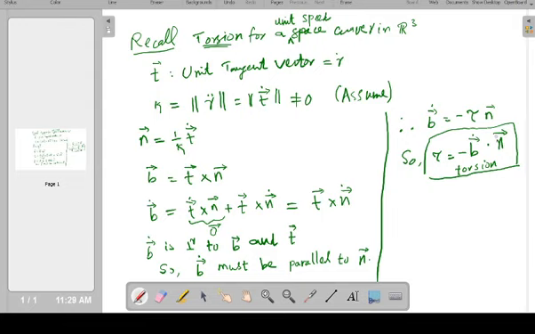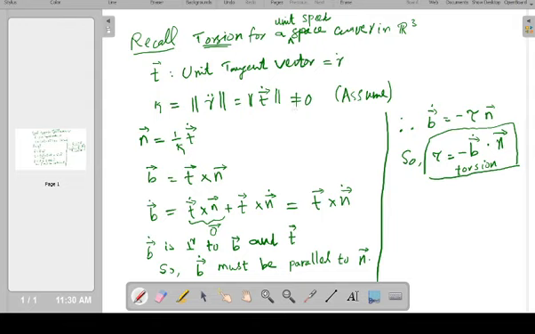Torsion definition. So let us just recall what is meant by torsion. Start with a unit speed curve gamma in R3, in space. Let t be the unit tangent vector, that means t equals gamma dot, and let kappa be the curvature. Curvature is defined as the norm of gamma double dot, which is equal to the norm of t dot, and assume that the curvature is non-zero.